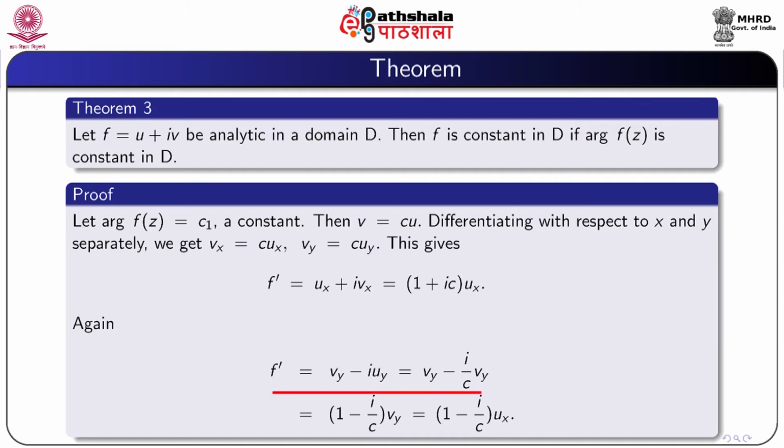Also, f'(z) equal to v_y minus i u_y, because given that f is analytic, so it satisfies Cauchy-Riemann equations. So, replacing u_x equal to v_y and v_x by minus u_y, we get f'(z) equal to v_y minus i u_y, and that is equal to v_y minus i by C v_y, which is equal to 1 minus i by C into v_y, and since v_y equal to u_x, we get this is equal to 1 minus i by C into u_x.